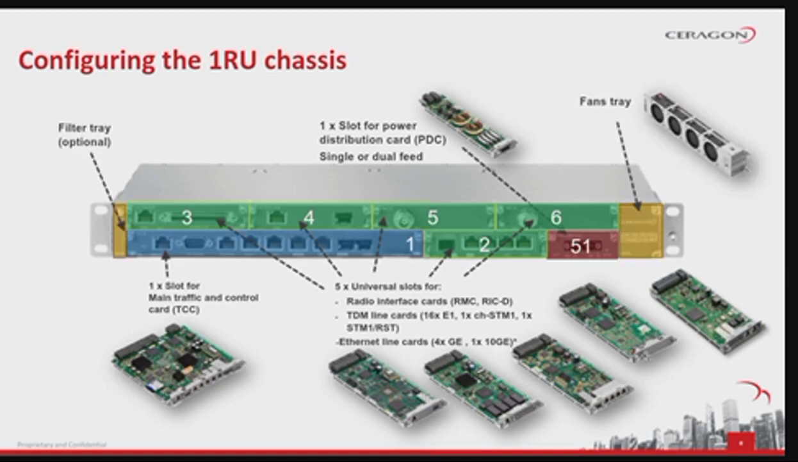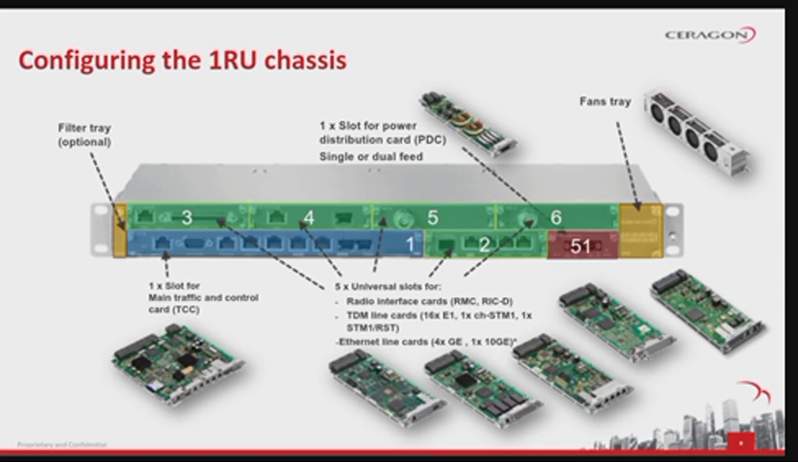Filter tray, optional, is used to protect the system from dust, has a designated place at the left side of the chassis. 2. Fans tray, incorporate 4 fans inside, has a designated place at the right side of the chassis. IP-20N chassis supports a common set of cards for traffic, radio interface, and management, as follows.